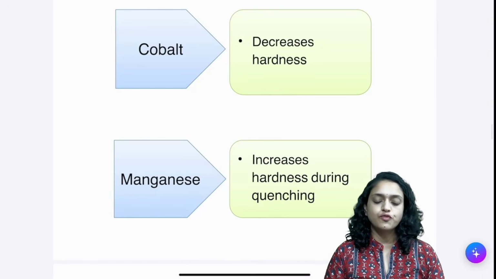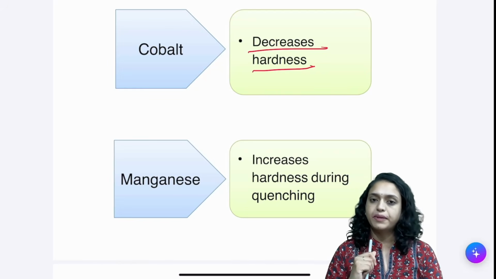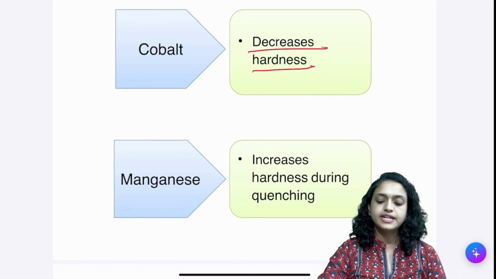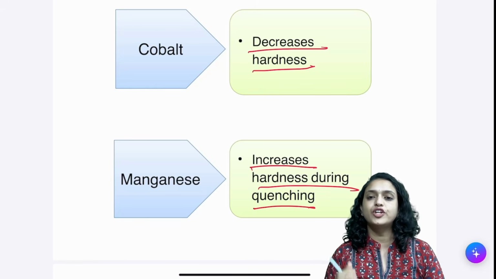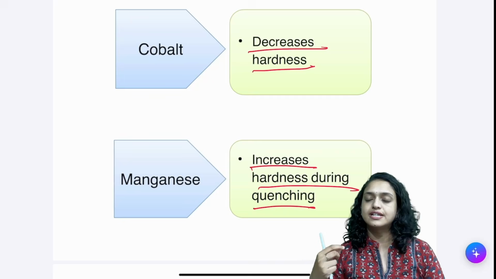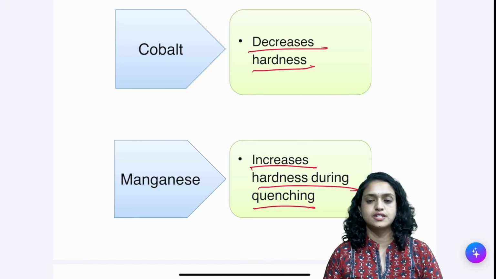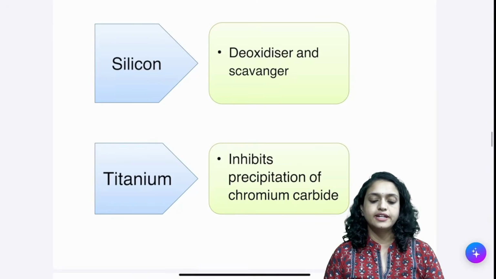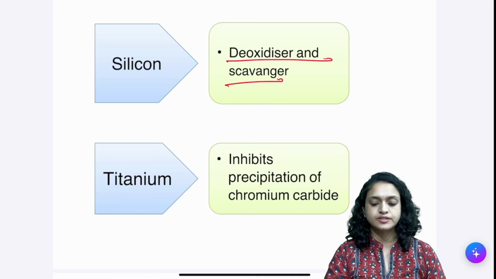Next, there is addition of cobalt. Cobalt slightly decreases the hardness so that the wire can be bent. Manganese increases the hardness during quenching. Quenching is when you heat the stainless steel and suddenly dip it in cold water. That process is called quenching. It's also called a heat strengthening or annealing process. And silicon is also present. It acts as a deoxidizer or a scavenger.